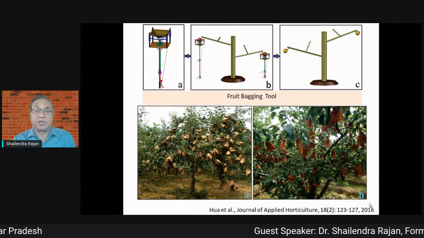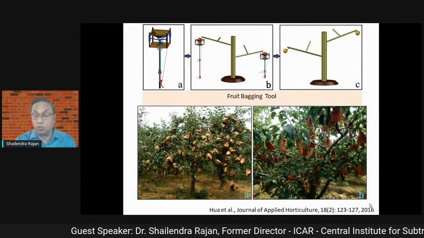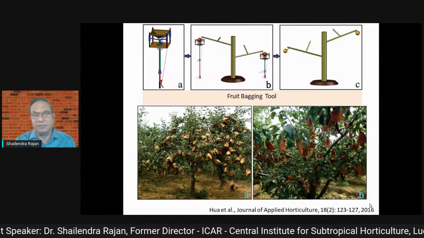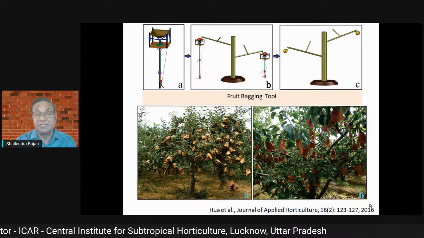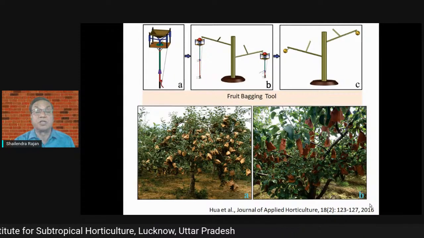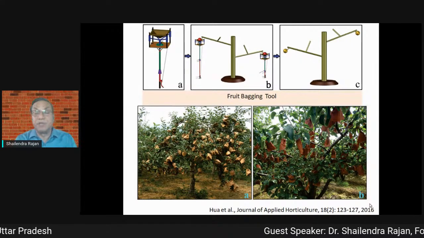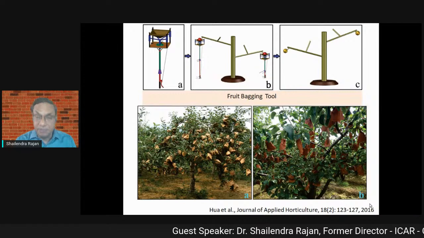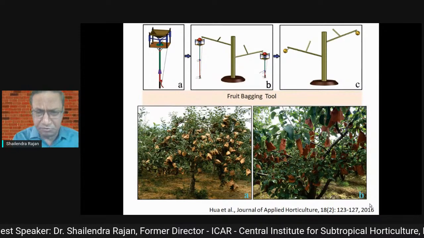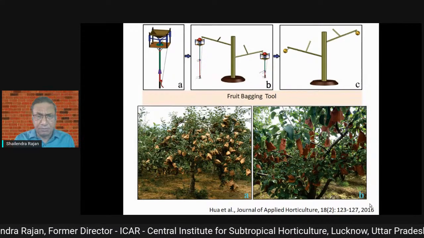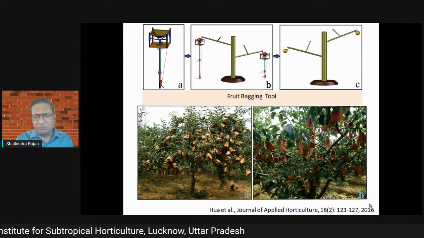So for this purpose, people are now developing bagging tools so that manual labor can be reduced. These are two examples: A is in apple, B is in pear, where this tool has been used for bagging. And the schematic diagram I have shown you can help in the bagging, and a lot of development may come up with this bagging tool. In the near future, these tools will become common for orchardists, because it sometimes adds a lot of profit.